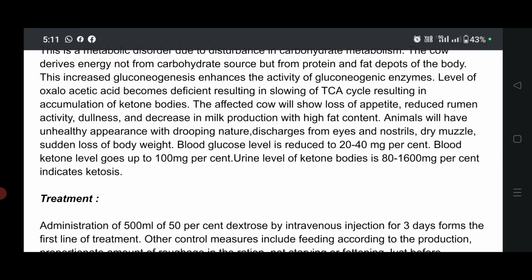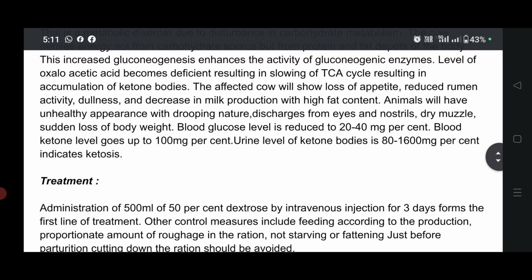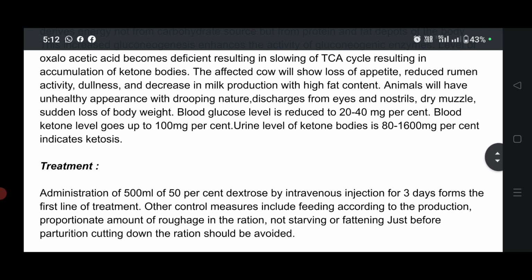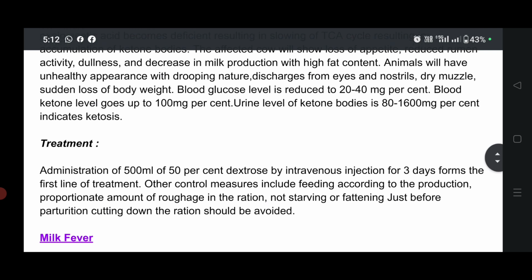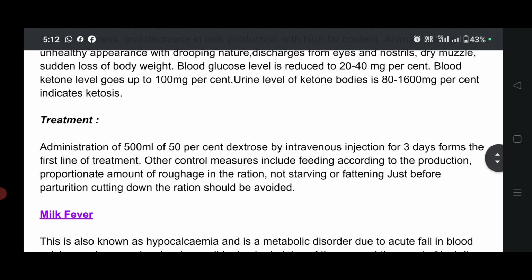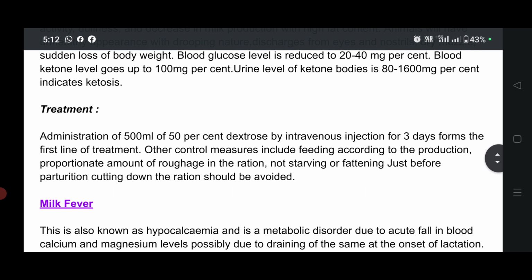Treatment. Administration of 500 ml of 50% dextrose by intravenous injection for 3 days forms the first line of treatment. Other control measures include feeding according to the production, a proportionate amount of roughage in the ration, and not starving or fattening just before parturition. Cutting down the ration should be avoided.